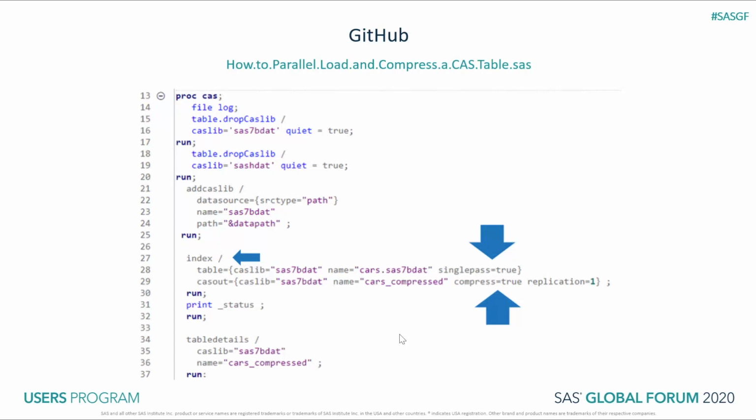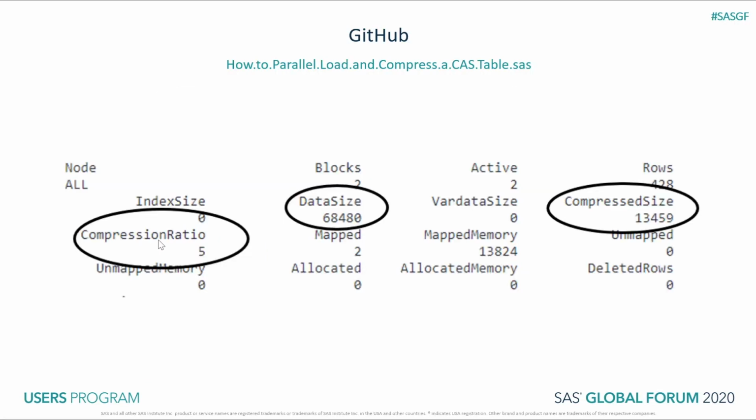With the how to parallel load and compress a CAS table, the important statement begins on line 27, the index statement. Again, index will always run in parallel on all threads of all CAS worker nodes. The next important statement is on line 28. Single pass equals true. That means in one pass of loading that CAS table, we will have a compressed CAS table. And then on line 29, it's the compress equals true that tells the CAS procedure to compress the table we're loading into CAS. When we ran that program and reviewed the SAS log, we saw the original data size, the compressed data size, and the ratio of that compression.